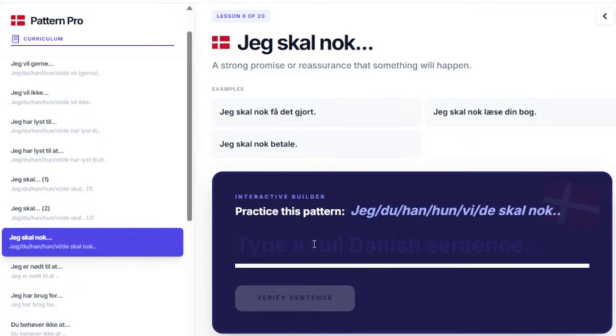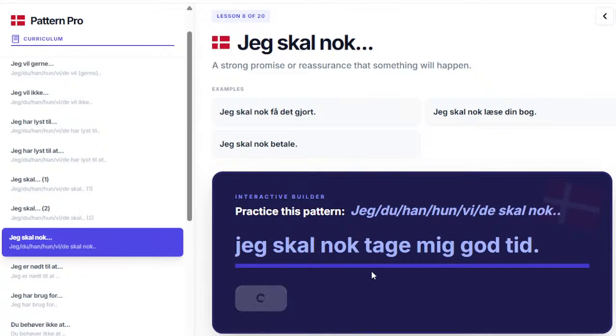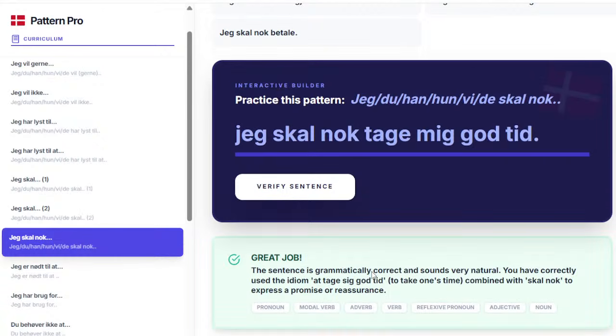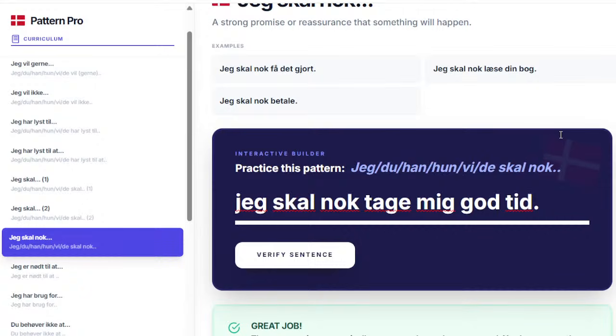So jeg skal nok tage mig god tid. Jeg skal nok tage mig god tid. Right? So at tage sig god tid, to take your time, your sweet time. Jeg skal nok tage mig god tid. Like don't worry, I'm not gonna rush. Det skal jeg nok. I'll do that. Again, copy this, take it, steal it, rip it, right here, and just make it your own.